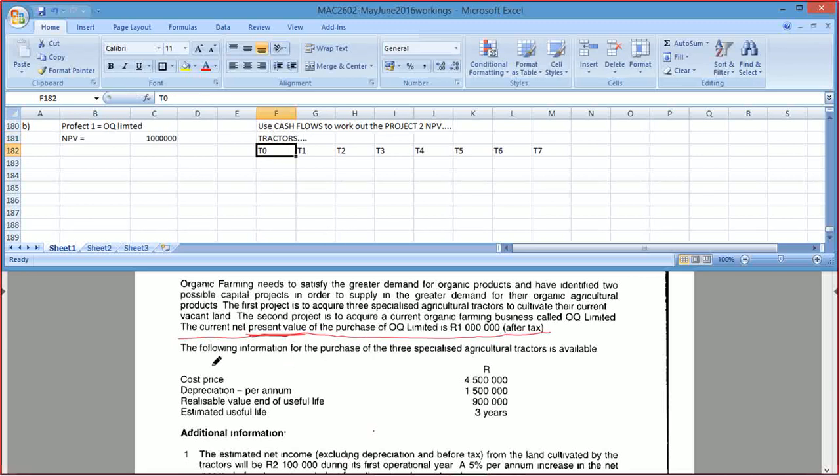Okay, so the information for the purchase of the 3 tractors is available. Cost price 4.5 million. That's for the 3 tractors. So INV 4.5 million. But there's a realizable value at the end of 900,000. How many years? 3 years. So I can delete this. Then TCF 900,000. Depreciation per annum is that. So now I need to calculate OCF.